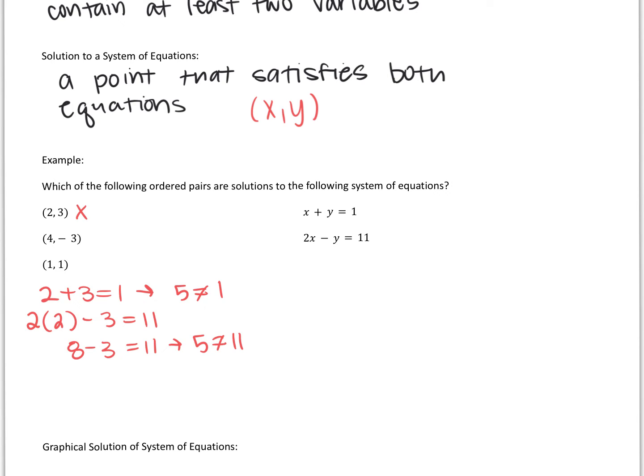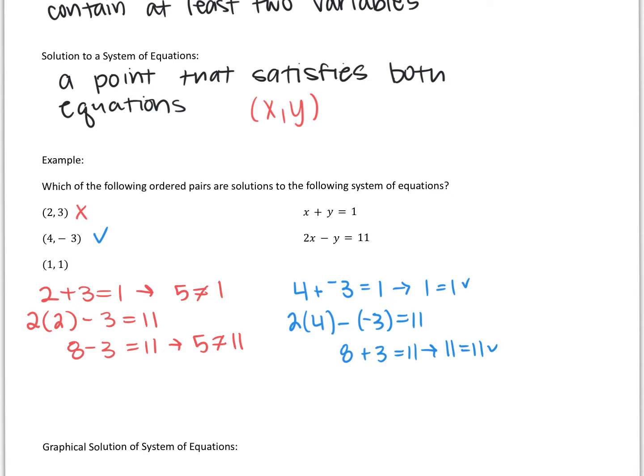Okay. Next, we're going to move on to our point 4, negative 3. So we're going to do 4 plus negative 3 equals 1. And we're going to do 2 times 4 minus negative 3 equals 11. So 4 plus negative 3 becomes 4 minus 3, which is 1. So 1 equals 1. My second equation becomes 8 minus negative 3, which becomes 8 plus 3, which is 11. So 4, negative 3 works.